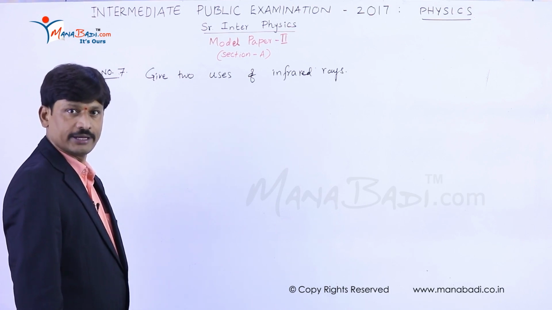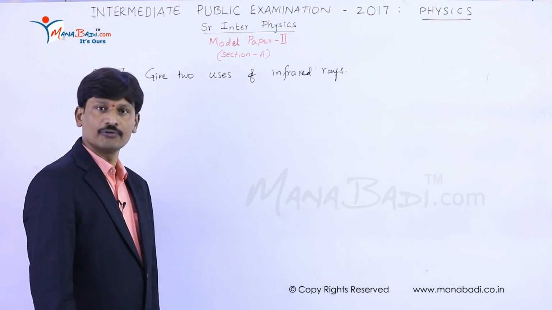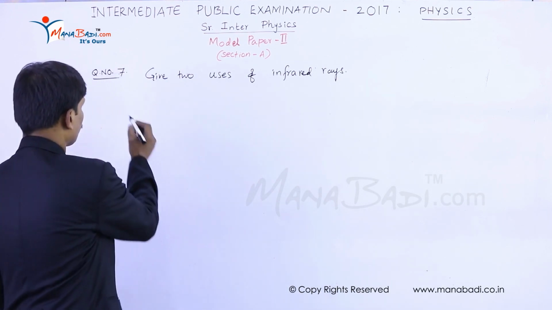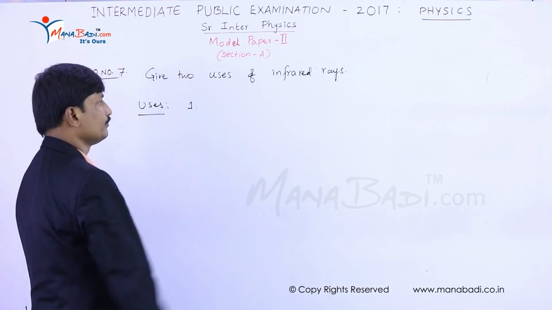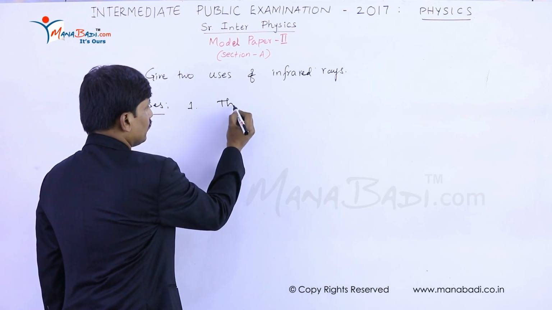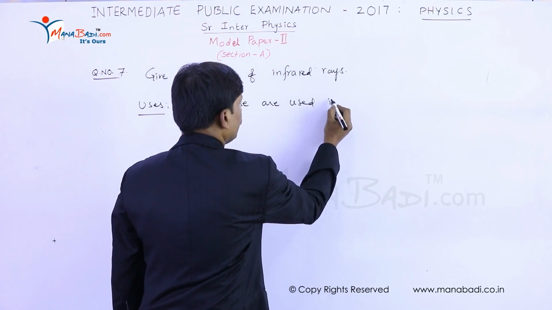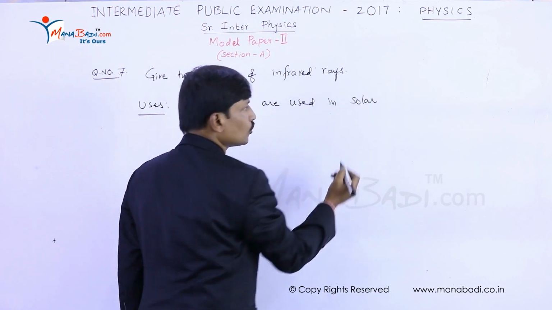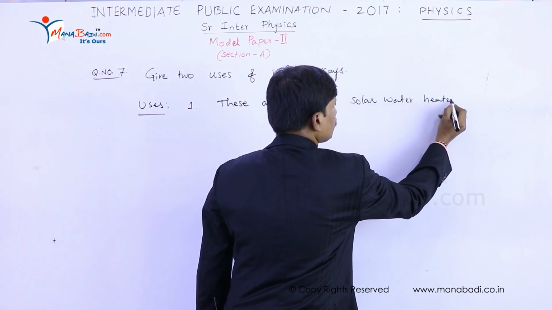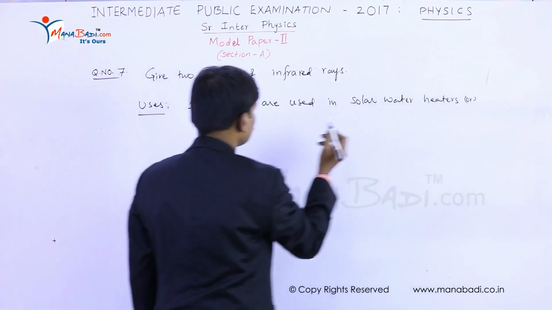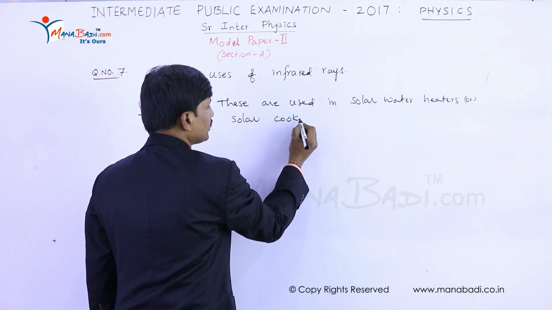Now the question number 7 is, give 2 uses of infrared rays. Uses. Number 1, these are used in solar water heaters or solar cookers.